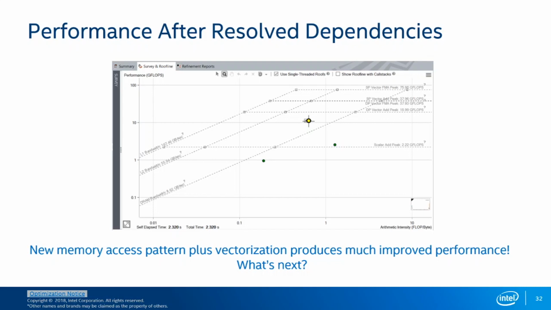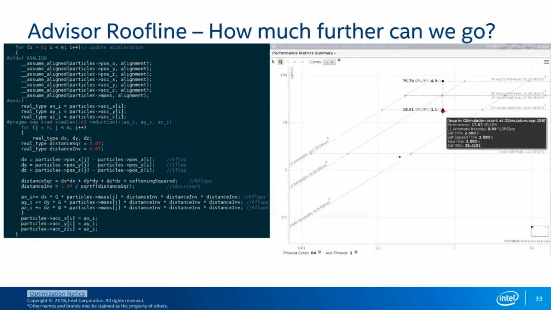the application, rerun the roofline analysis, and we now look at the roofline, and we see drastically improved performance. You can see that our roofline is now much higher. So the question is, where do we go from here? How much performance is still available? We need to stop, evaluate, and think about what our next steps in our optimization workflow are going to be.